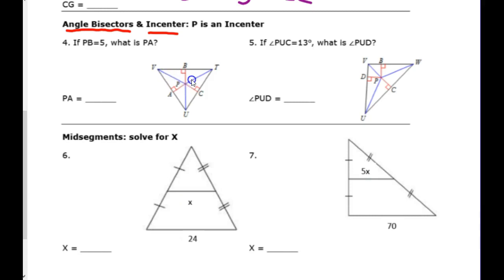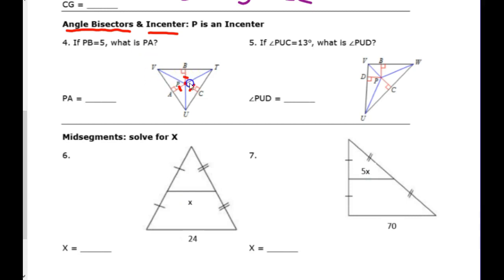So these blue lines are bisectors, bisectors, bisectors. And if P is an incenter, like it says it is, that means from the incenter to the edge, making a right angle, these little red segments are all going to be congruent. So I'm going to put little tick marks on these, because I know from what I learned about an incenter, those are congruent.